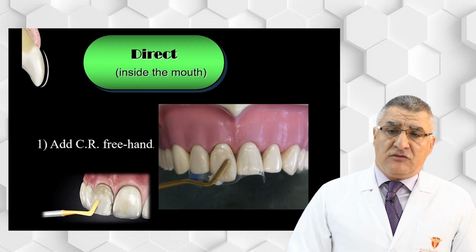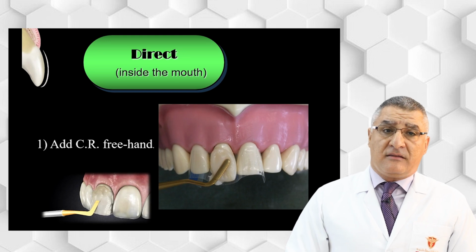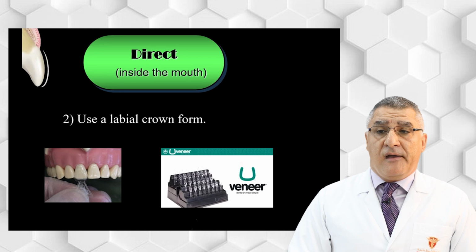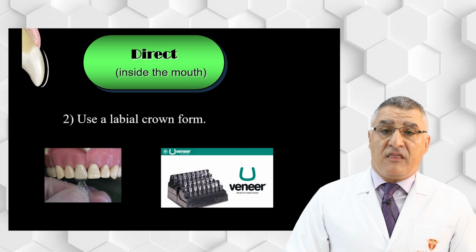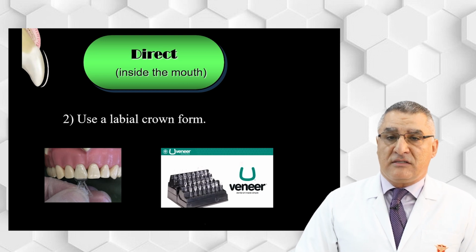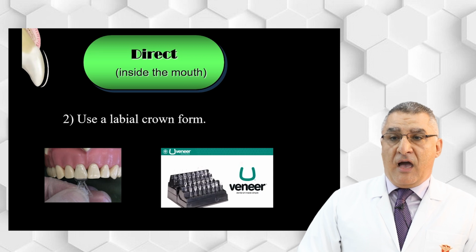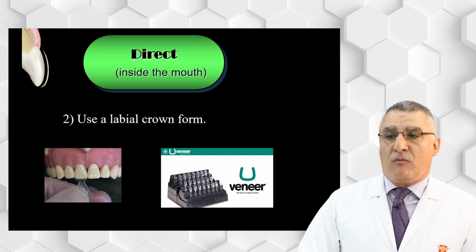For the direct veneers, we can use either of two ways for construction. We can add the composite freehand using plastic instruments, or we can use a labial crown form. It is a form like a celluloid crown for temporary crowns. However, it only covers the labial surface. The most common type of labial crown form is the U veneer. We can see on the screen the U veneer kit used for application of direct veneer, and we can see this short video on how to apply the direct veneer using the labial crown form of U veneer.